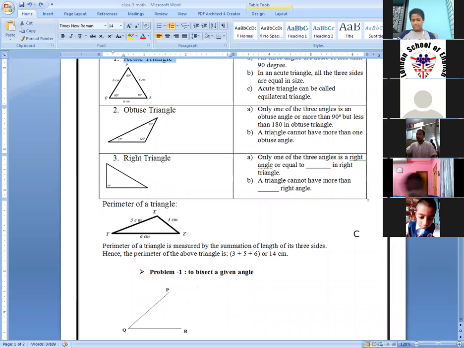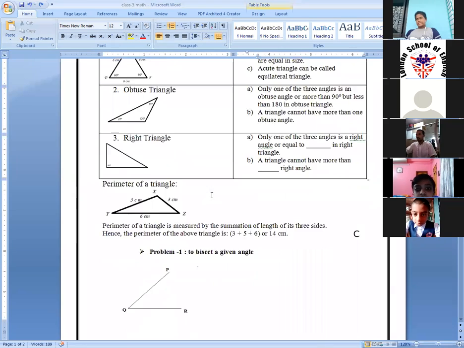An acute angle is the angle where three lines are equal in length. Acute angles are the angles where three lines are equal. All the three sides are equal. An acute triangle can be called an equilateral triangle. All the three lines are equal in length. Even all the three angles are equal.